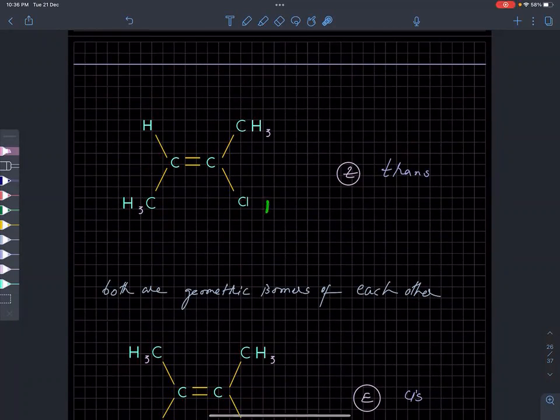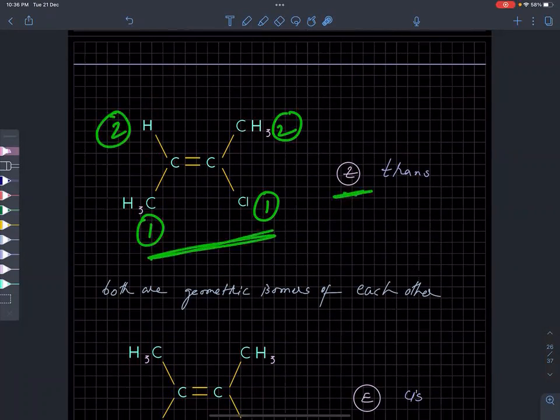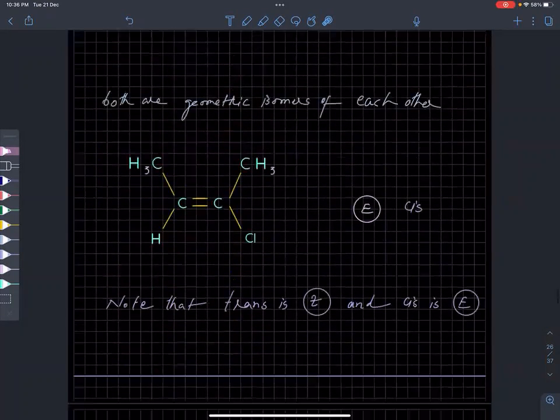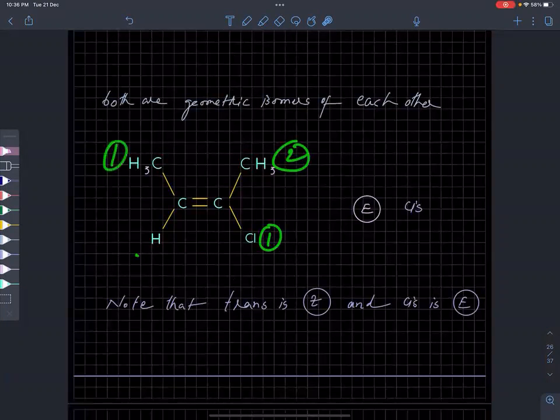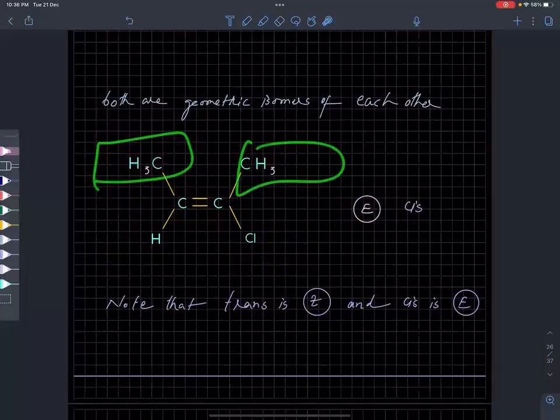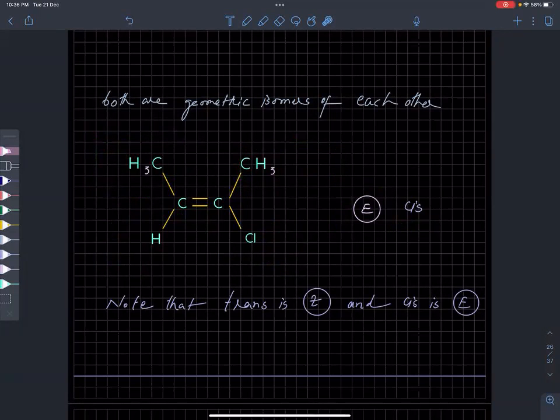Trans and Z. Number 1, number 2. So this is Z. And same groups are on the opposite side, that's why it is trans. Clear? What about this? Number 1, number 2. Cis and E. So this is E. But same groups are on the same side, that's why it is cis. Clear?